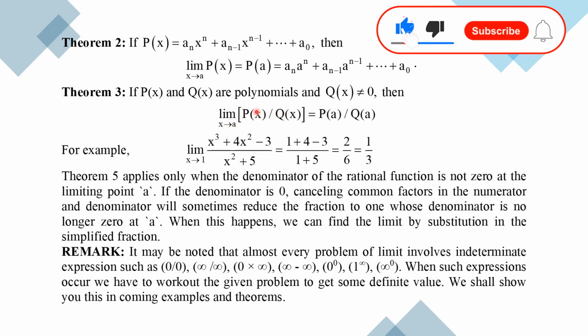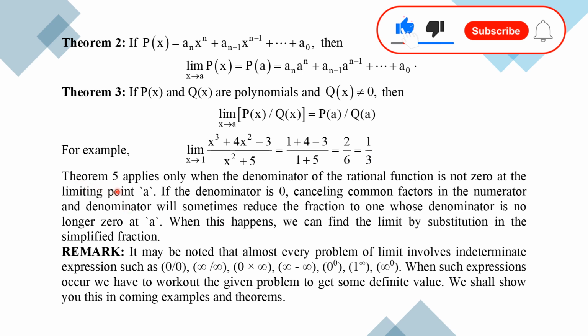If p(x) and q(x) are polynomials, q(x) not equal to 0, then for the quotient of the polynomials, you just have to apply the limit, so p(a) over q(a). As an example, the limit as x tends to 1 of x cube plus 4x square minus 3 over x square plus 5. These are two polynomials, so just apply the limit. We replace x with 1: 1 cube is 1, 4 times 1 square is 4, minus 3, and in the denominator 1 square plus 5. So 2 by 6, which is 1 by 3.